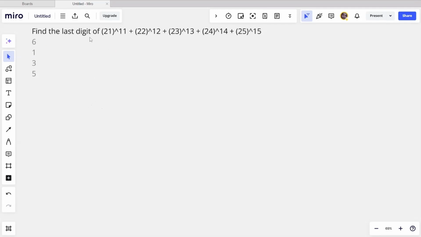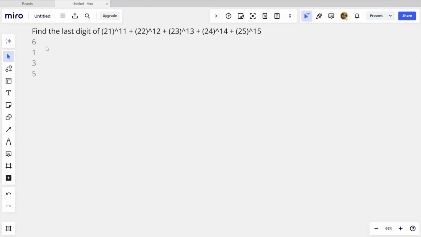So as you can see, this is our question. Let me clarify, this question is based on the concept of power cycle. It is recommended that you should know the concept of power cycle first, then try to solve these types of questions. Okay, so let's come to the question.